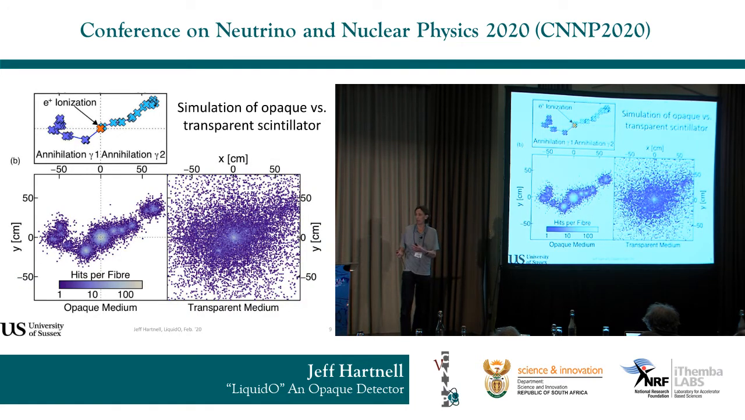So here's a simulation of what a LiquidO detector would see. Each pixel here is the end of a fiber, and the color represents the number of photons hitting a fiber, being absorbed by a fiber. This is the opaque case on the left, and on the right is when we simulate the same detector, but with a transparent scintillator. You can clearly see that the pattern is preserved in the opaque case, but in the transparent case, the light is just streaming away from where it was produced, and so it gets washed out.